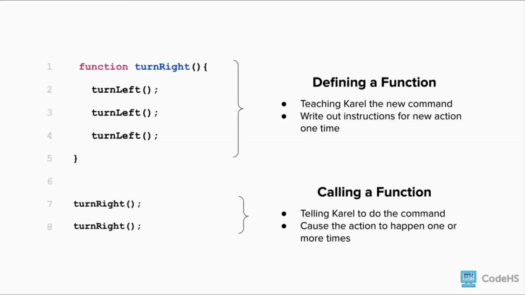Let's take a moment to compare the meaning of defining a function and calling a function. At the top is the syntax for creating a function called turnRight. When we define a function, we are teaching Karel a new command. When defining a function, we write out the instructions for a new command one time. At the end of the code are examples of us calling the turnRight function twice. Calling a function tells Karel to do the command and causes the action to happen one or more times.